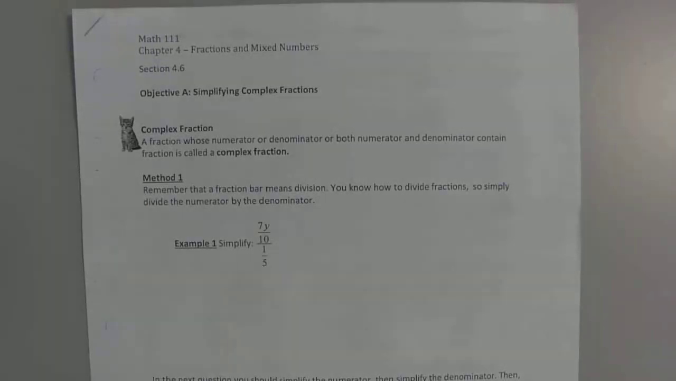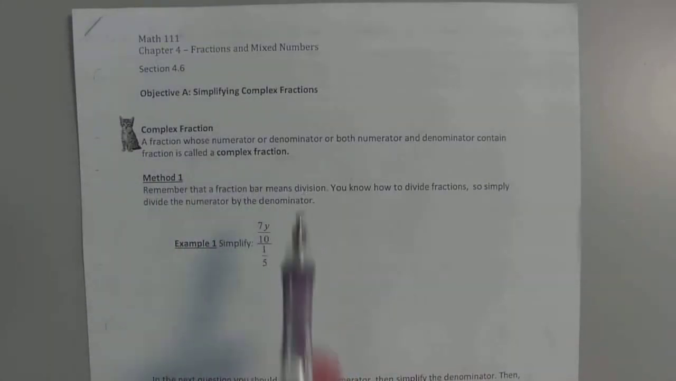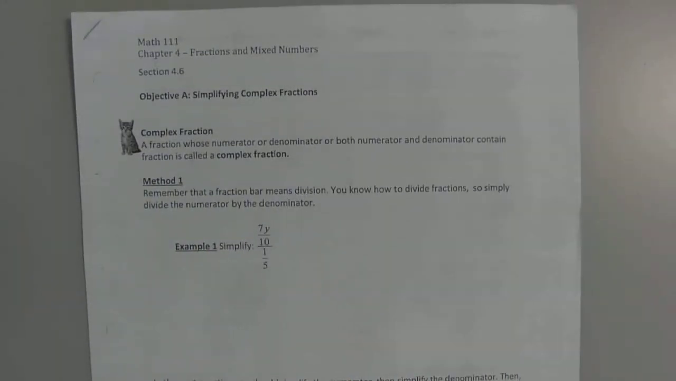So 4/6 is all about simplifying complex fractions. And so right here with this little cat, it says a fraction whose numerator or denominator, or both numerator and denominator, contain a fraction is called a complex fraction. Basically, how can we make a fraction uglier? Let's put some fractions in there, all right?